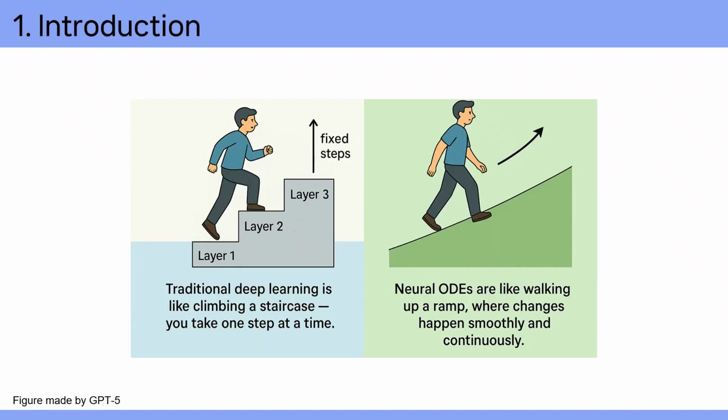So let's talk about the main concept of neural ordinary differential equations. In traditional deep learning, we stack a fixed number of layers to transform inputs into outputs. But NeurODEs work differently. They treat this transformation as a continuous process. Instead of defining discrete layers, they use a neural network to model how the hidden state changes and then solve an ODE with a black box solver to get the output.